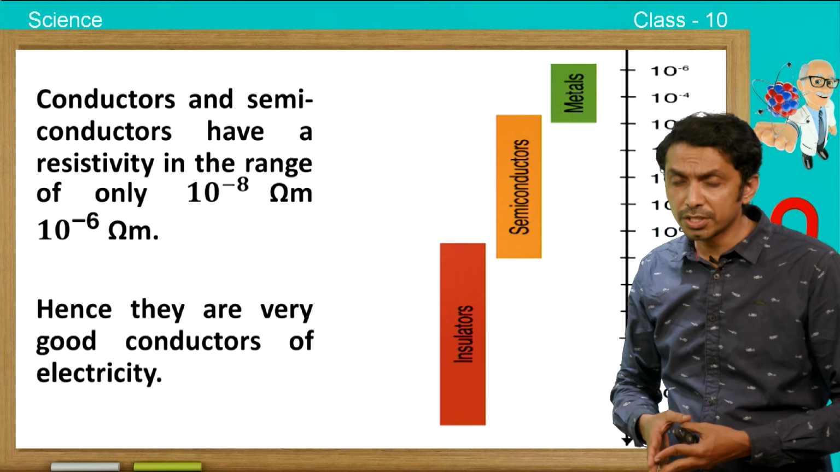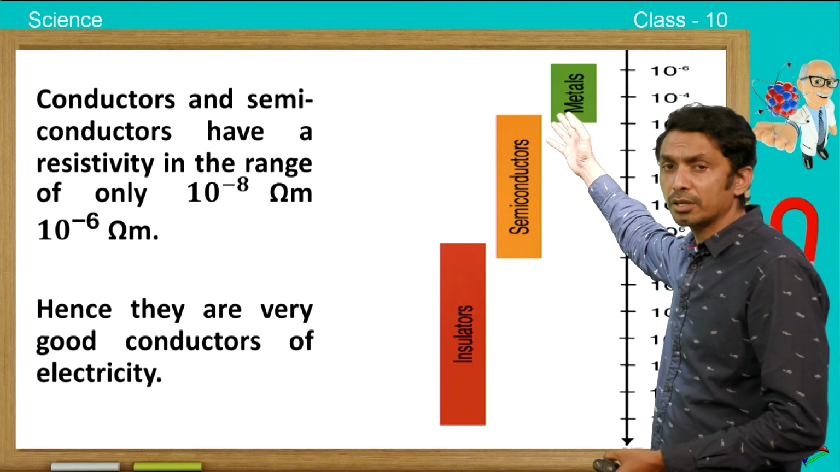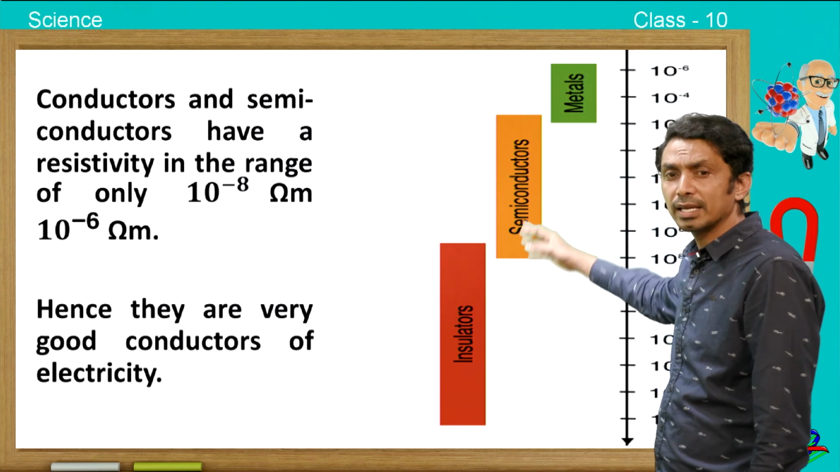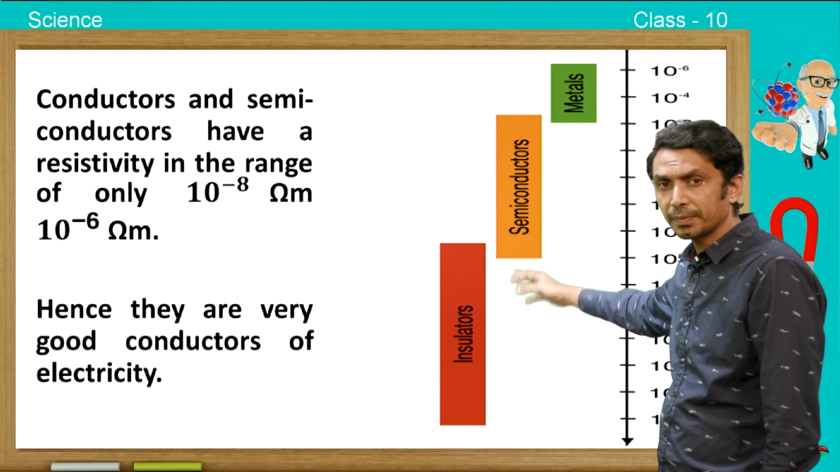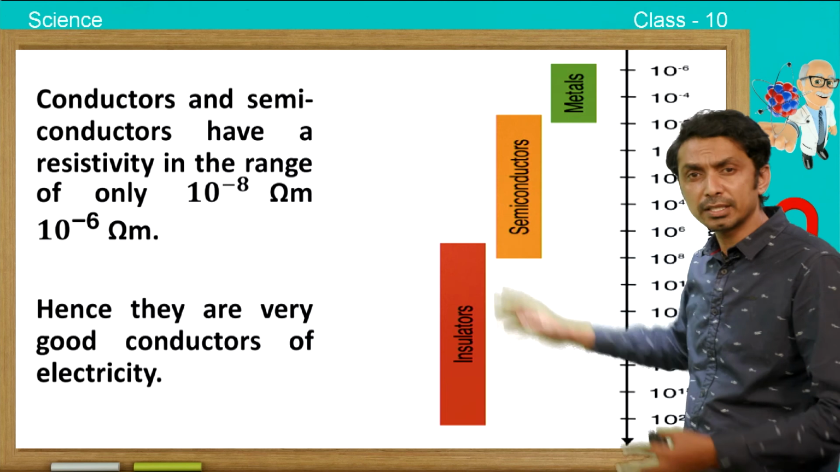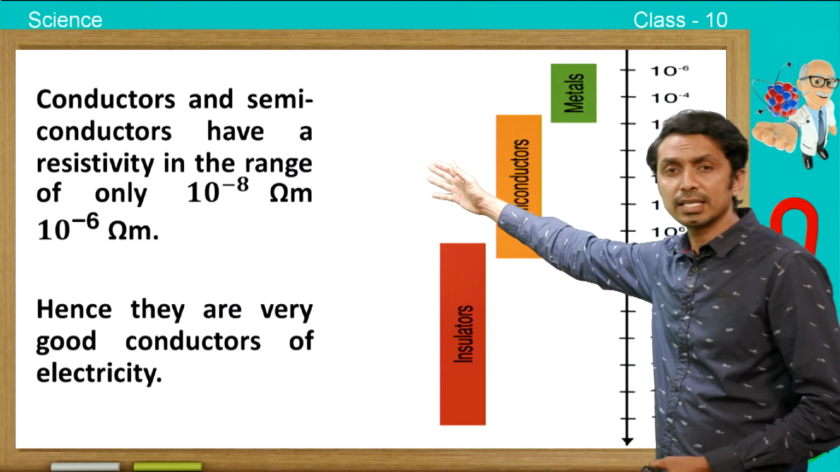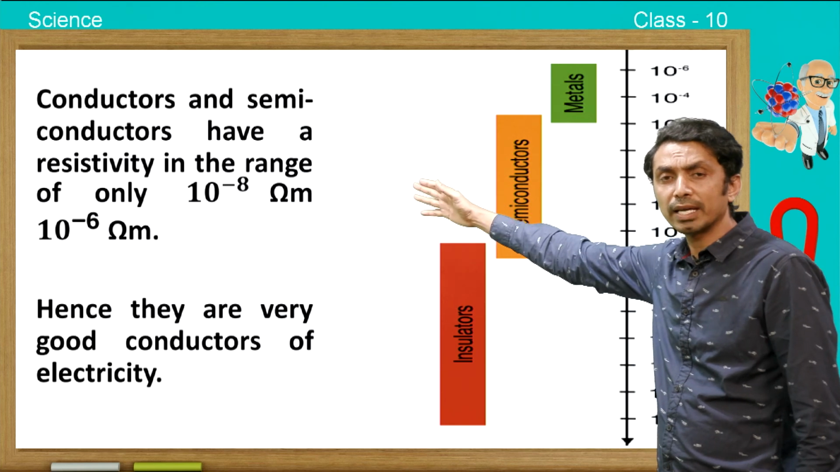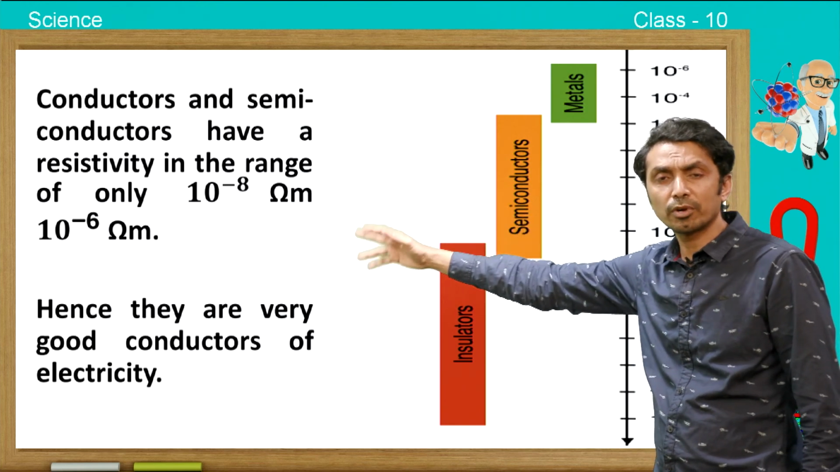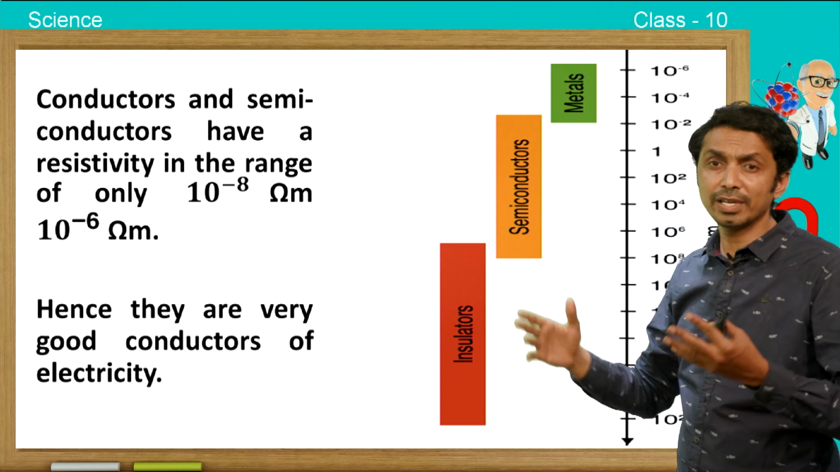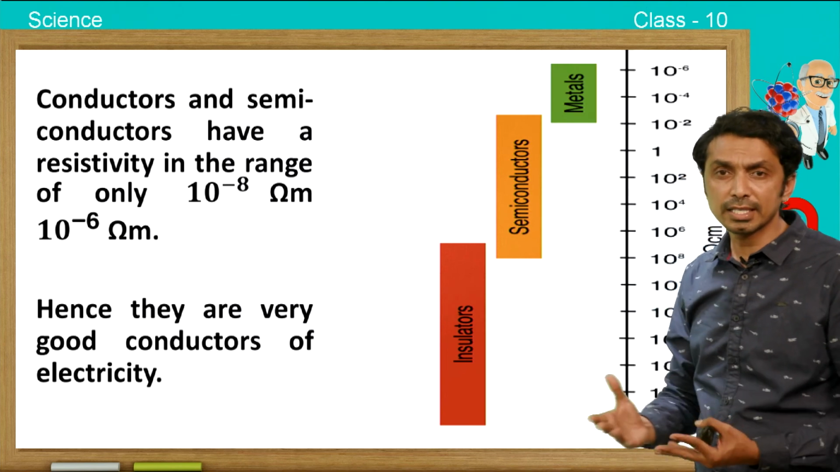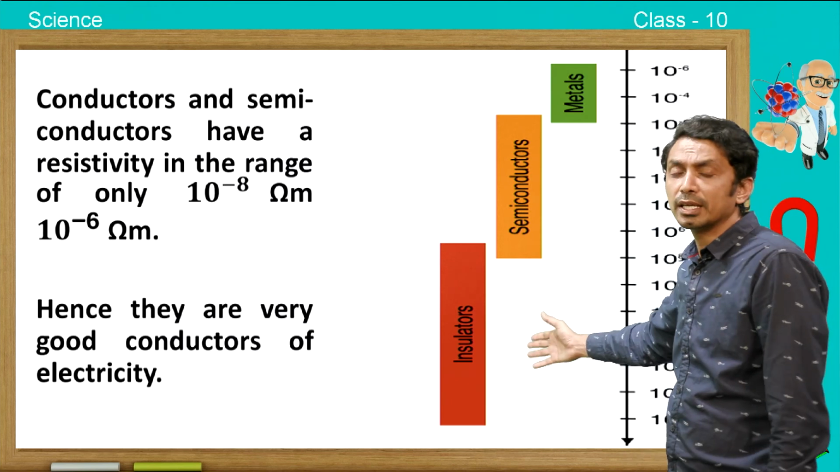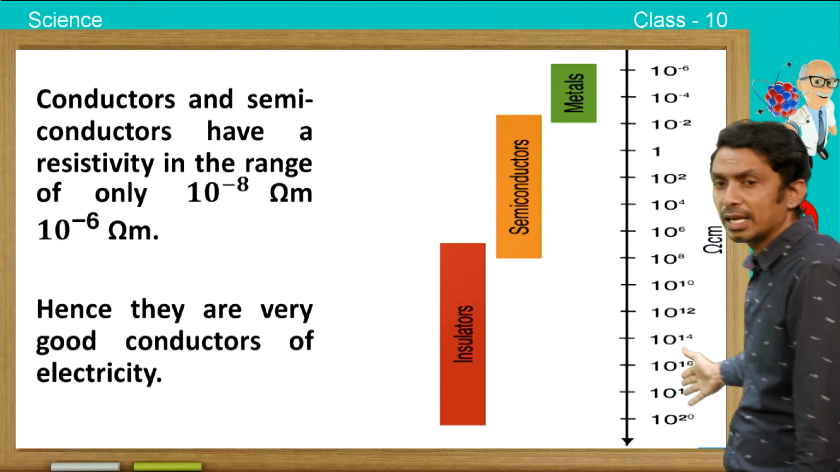As you can see, children, here there is a chart showing electrical resistivity of metals and insulators, and also in between there is semiconductors. So conductors and semiconductors have the resistivity in the range of 10 to the power of minus 8 ohm meter to 10 to the power of minus 6 ohm meter, which is very less. That means less resistivity means more electric current, whereas the insulators, they have a very higher electrical resistivity.